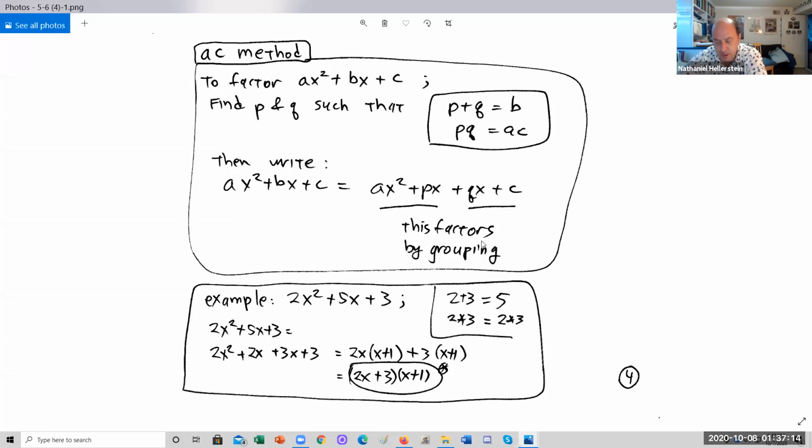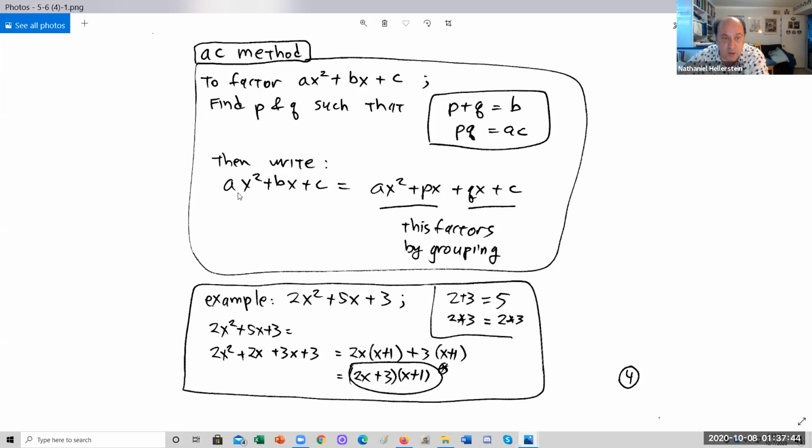All right. Now, we've been factoring x squared plus bx plus c. Now, to factor ax squared plus bx plus c, it's a little more complicated. Well, it's a similar method called the AC method. Like before, we need to find a p and q. Their sum is still the middle term coefficient b, but now their product, pq, must be a times c.